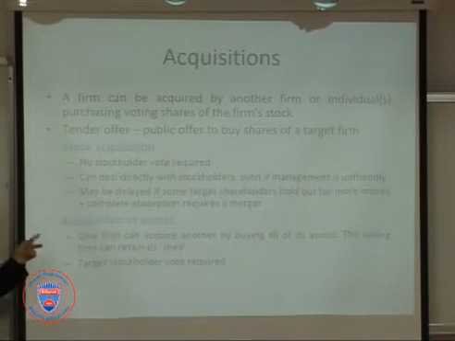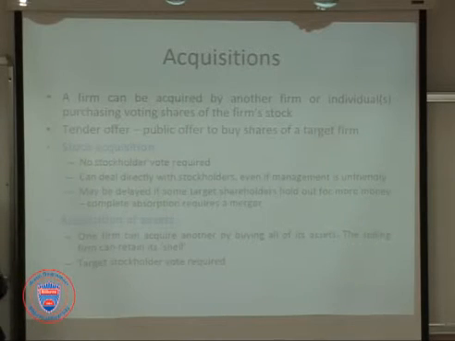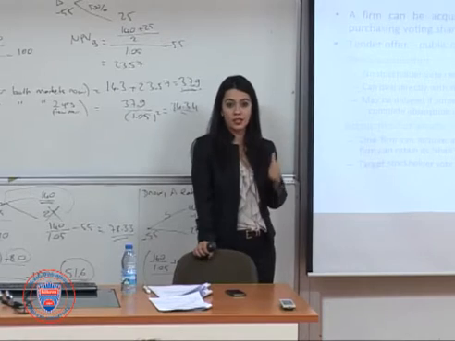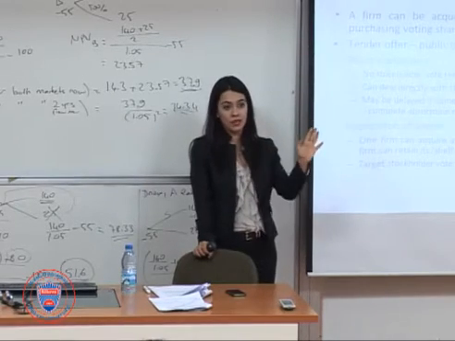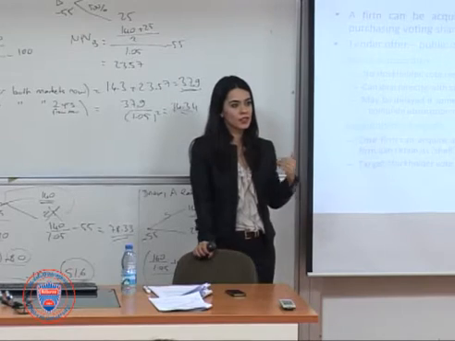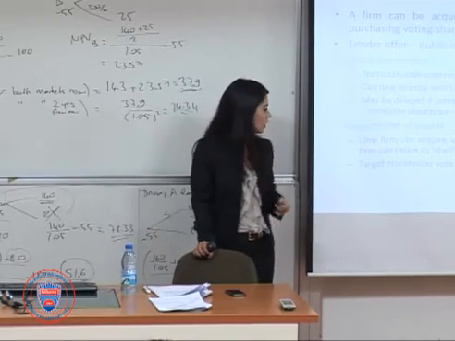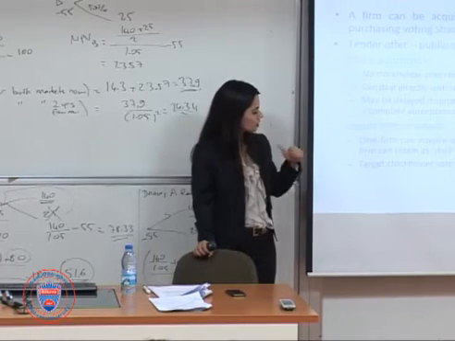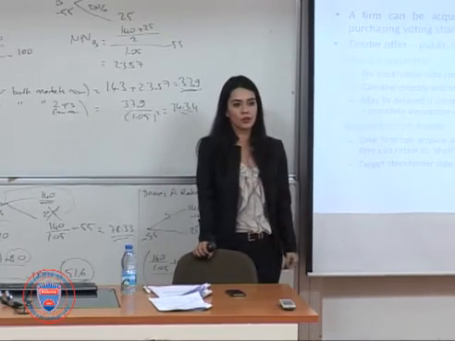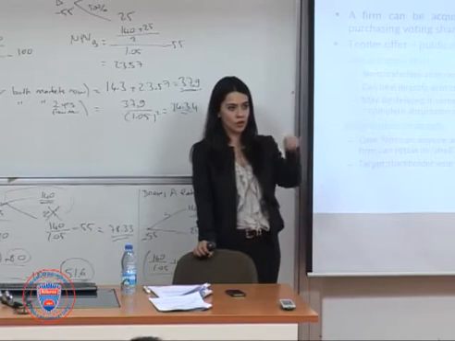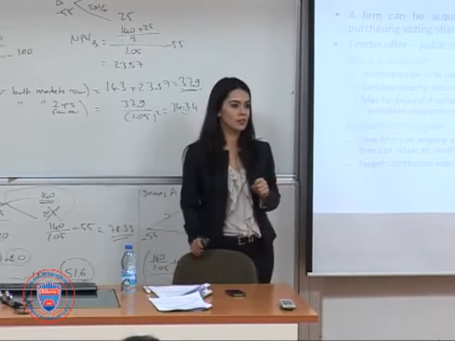Another form is acquisition of assets. I can buy Alican's firm's assets, all the factories, all the plants, at a negotiated price, of course. In that case, the selling firm can keep its shell. So in the merger, the target firm dies. But in acquisition of assets, he can still have the name and everything. So he can start over. And the problem with it is that a target stockholder vote is required. So shareholders have to vote on it in the meeting.